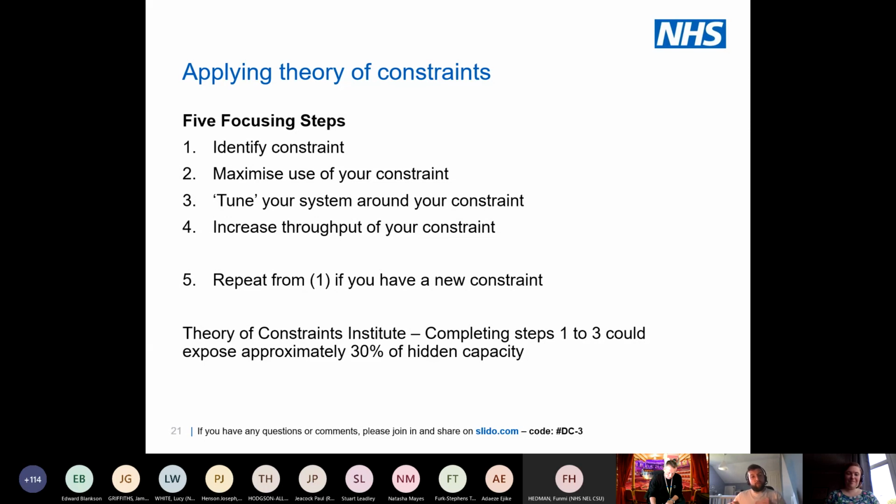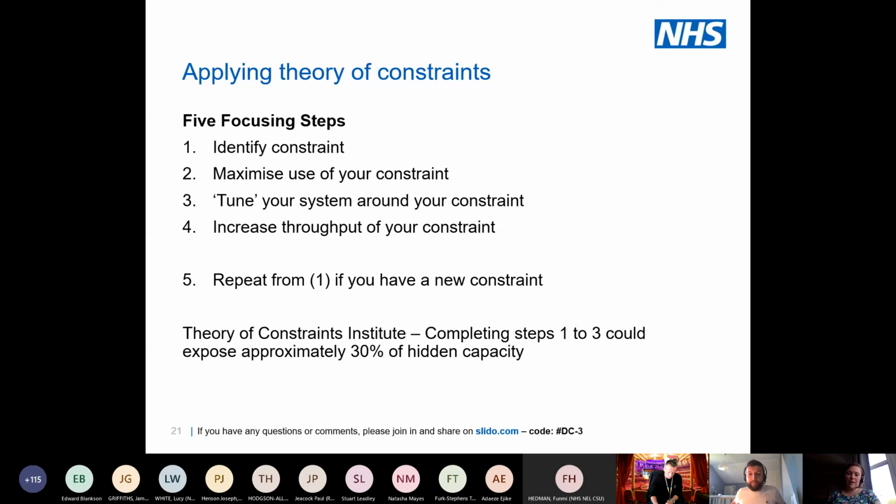And then once you've done those 4 steps, it's really, really important that you then go to step number 5, which is you go back to step number 1, identify where your new constraint is, and then go through those steps again. So that constant movement is to make sure that you're maximizing your system and its constraints wherever you can.